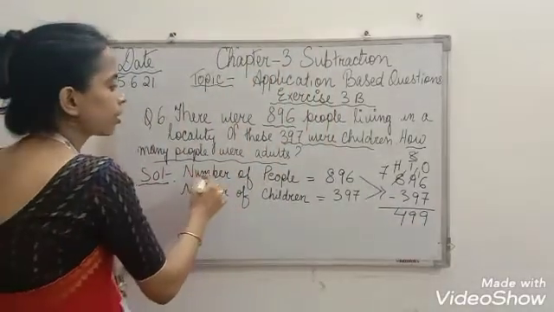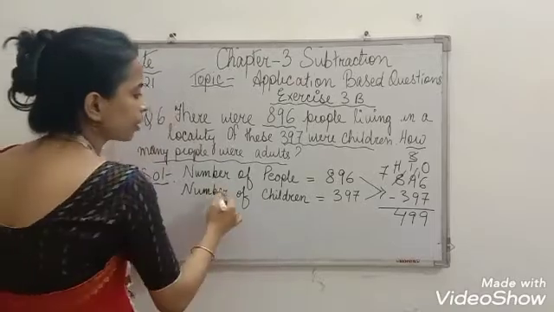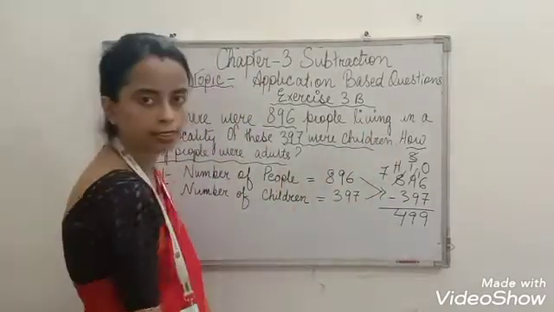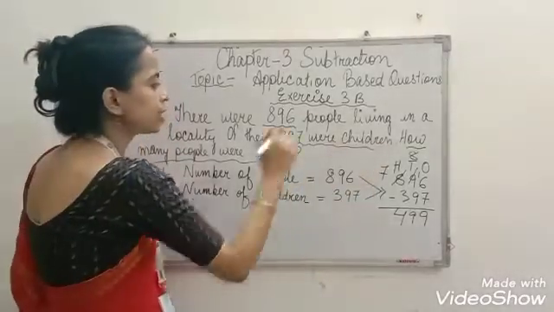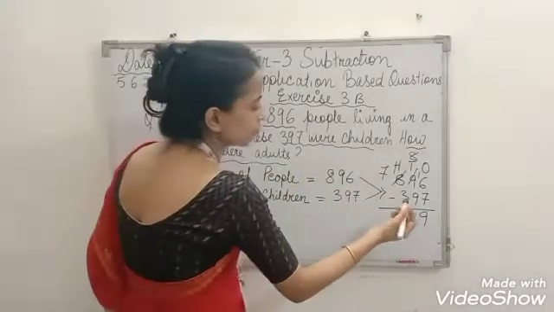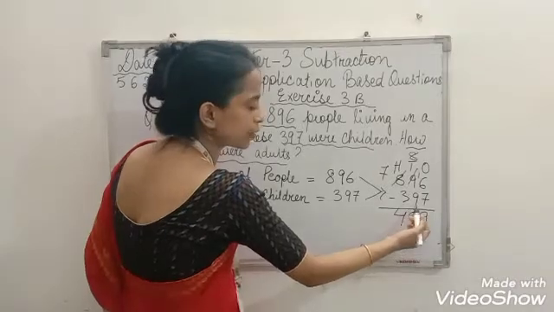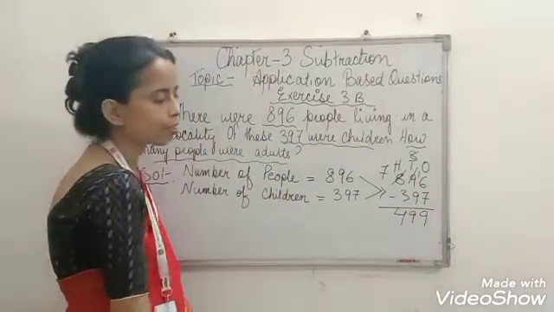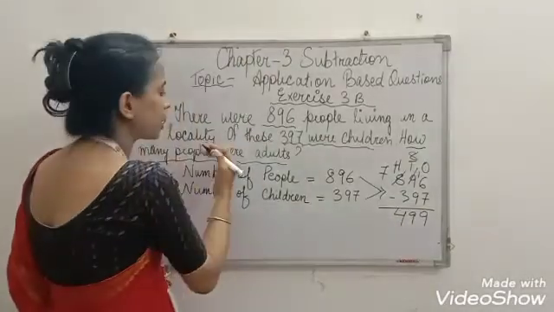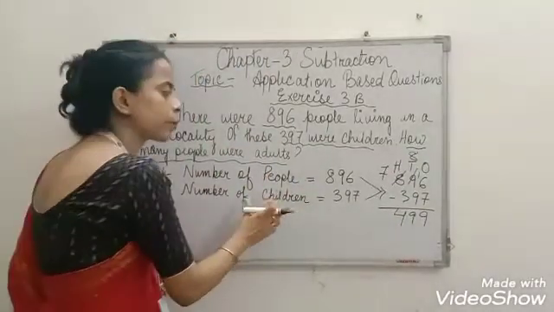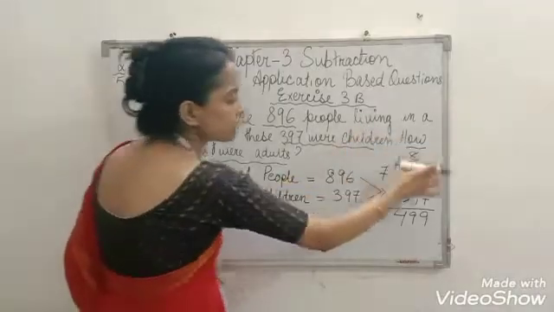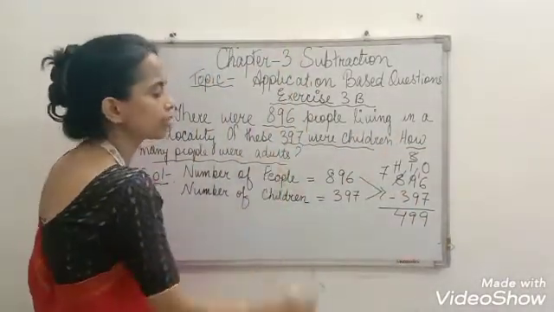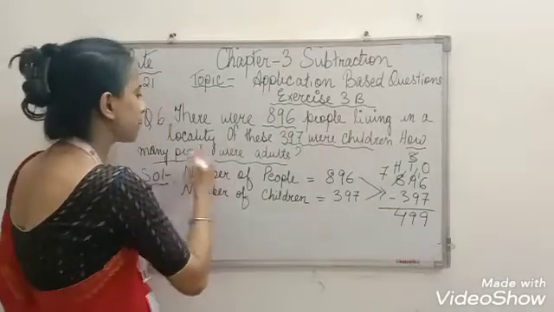So, number of people 896. Number of children 397. How many people were adults? To get the answer, we have to subtract the number of children, that is 397, from 896, the total number of people. Alright? So, how many people were adults? Children, your statement you can write on your own. I am just showing you the process, how to get the answer.